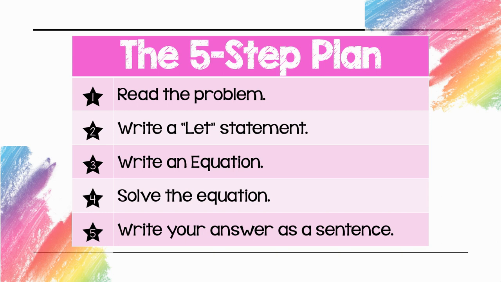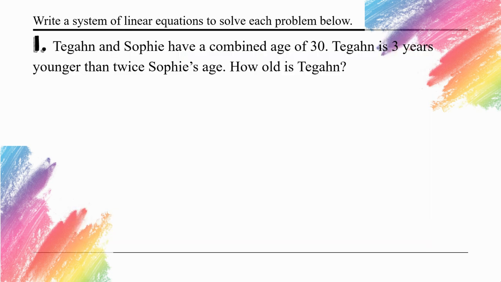Step 1 is read the problem. Step 2 is write a let statement. This is where we identify what the variable represents. Step 3 is write an equation, or for systems, write more than one equation sometimes. And then solve the equation or systems of equations and write your answer as a sentence.